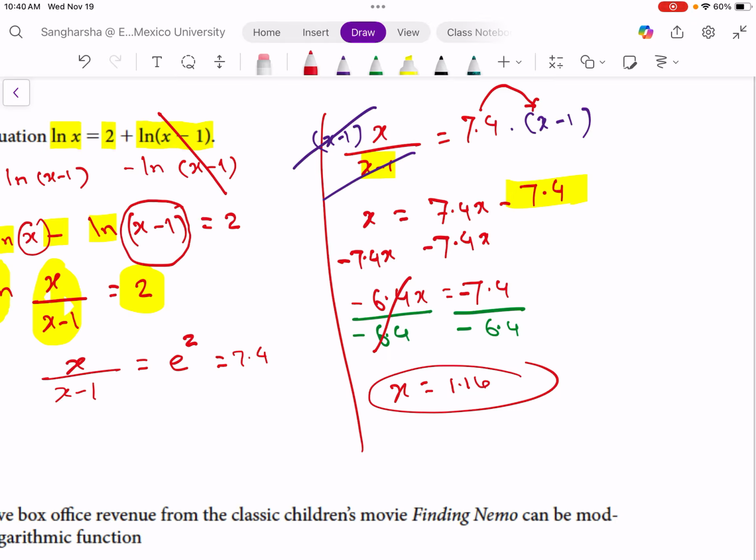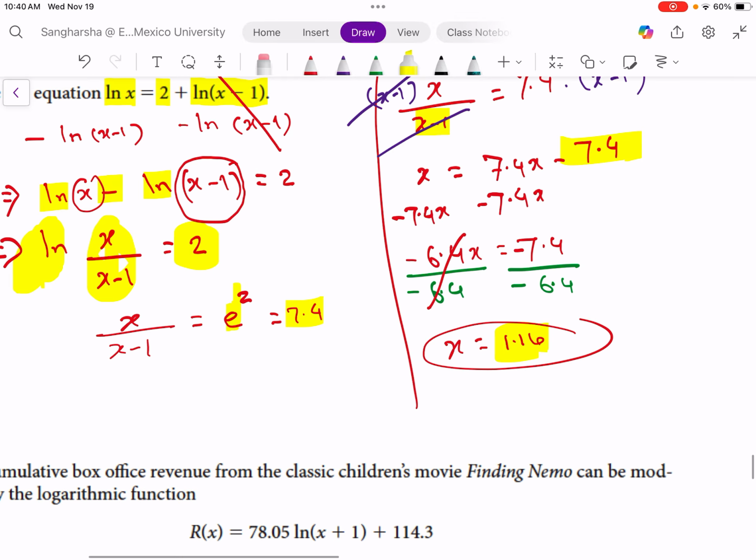I got 1.15625. Can you just round it up? Yeah, it's fine. If you have something close to that, it's good. It may not be exactly 1.16 because we rounded e squared to 7.4, so there might be a slight change. If you have a slight difference, it is still considered correct, okay? So this is how we can solve it.